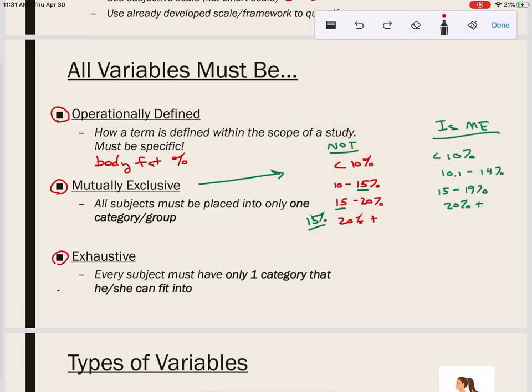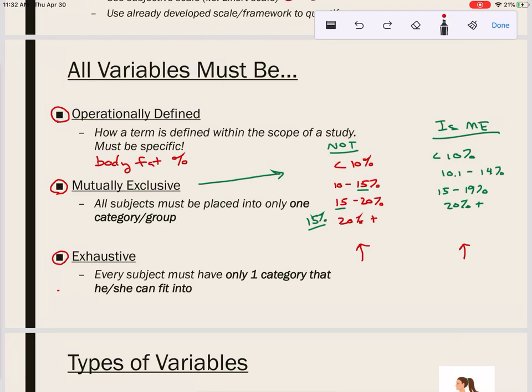All right, and then the last thing is each variable that we measure must be exhaustive. And when we say exhaustive, that means that there must be a category for everyone. There must be a category for everyone. Is this one exhaustive? Is there a category for everyone? Yes. Is this one exhaustive? Is there a category for everyone?